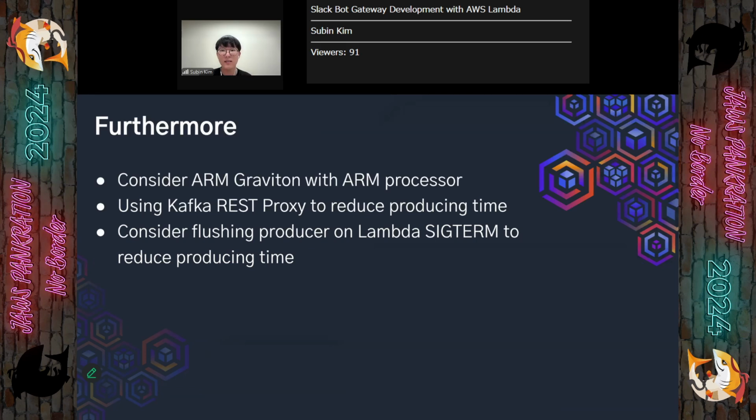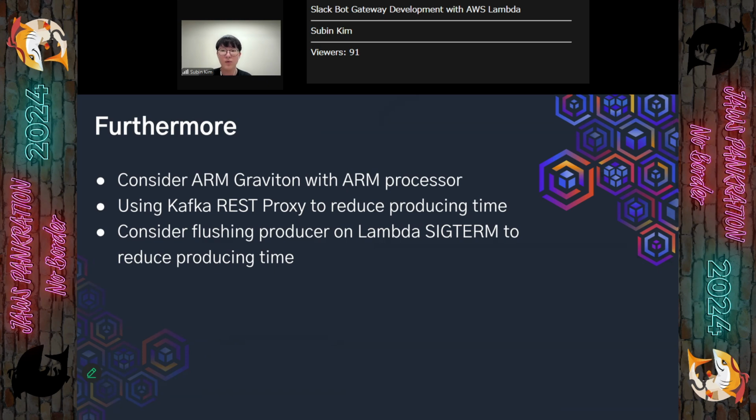So we can take it even much further. You can also use an ARM Graviton instance to save even more money. You can also use a Kafka REST proxy to reduce the time it takes to produce events from the Lambda. And instead of flushing the producer on every request, you can change to flush it when the Lambda's SIGTERM signal comes in, further reducing the produce time.